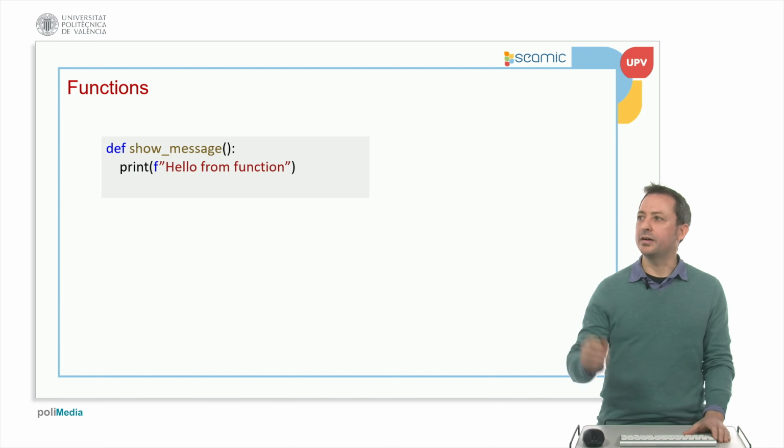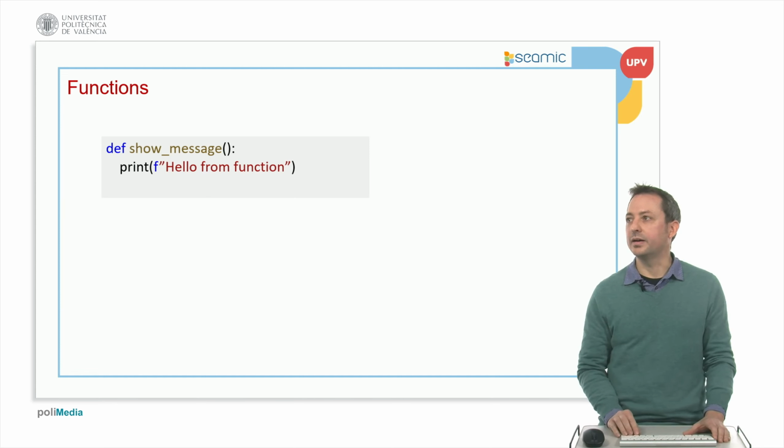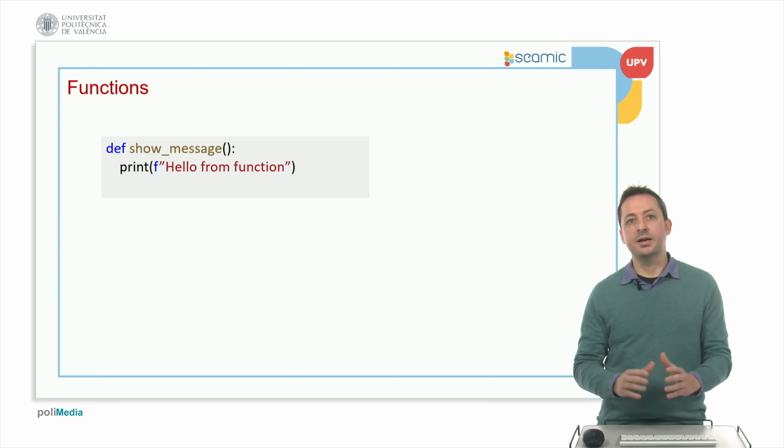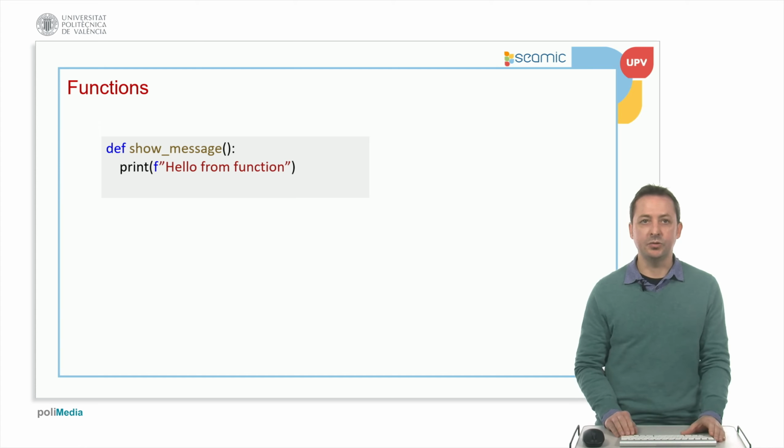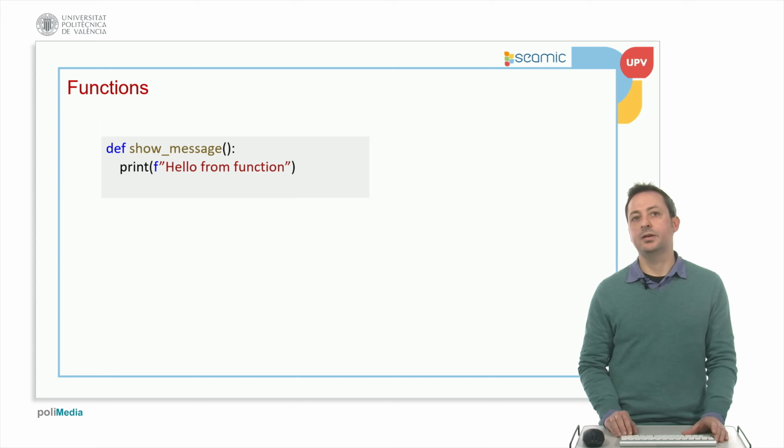Here you have an example of a function called showMessage that performs a specific instruction, which is showing a message in the terminal. In this case, the definition of the function provides the instructions that should be executed, but it's important to note that the function needs to be called if we want to execute it.